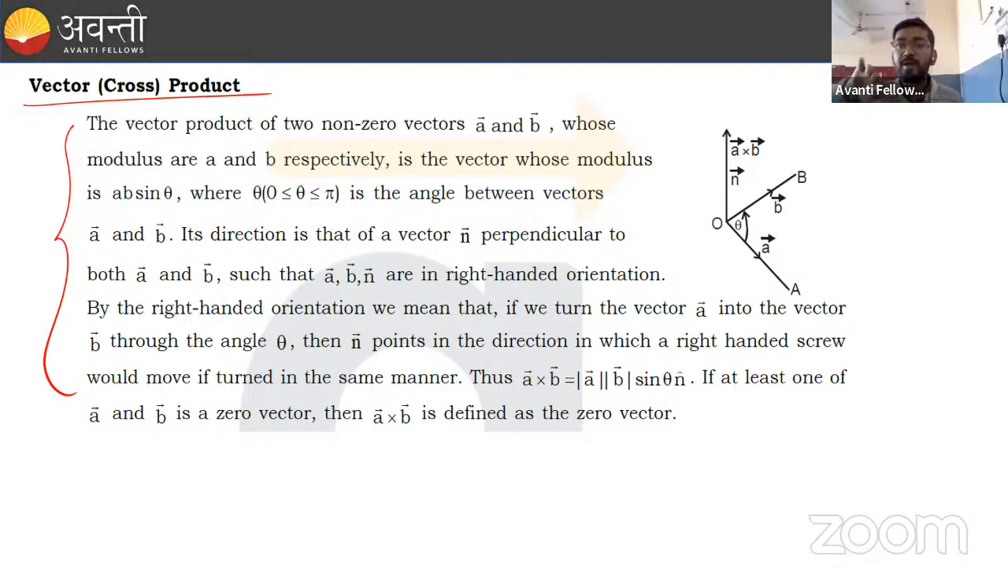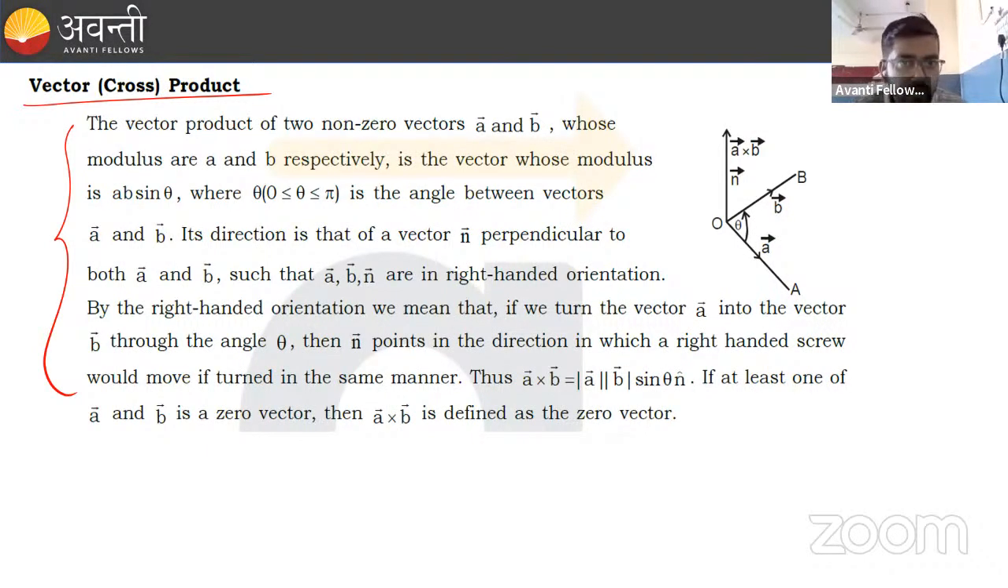And if it was B bar cross A bar, B bar is like this, A bar is here, so this will come like this. So B bar cross A bar has a different direction, which is opposite to A bar cross B bar. It is coming downward, A bar cross B bar is coming upwards, right? So let's now read the statement.